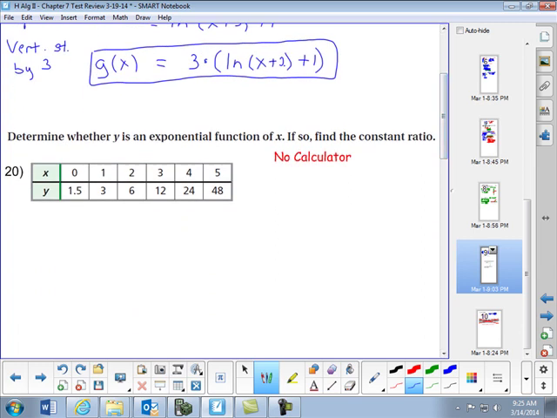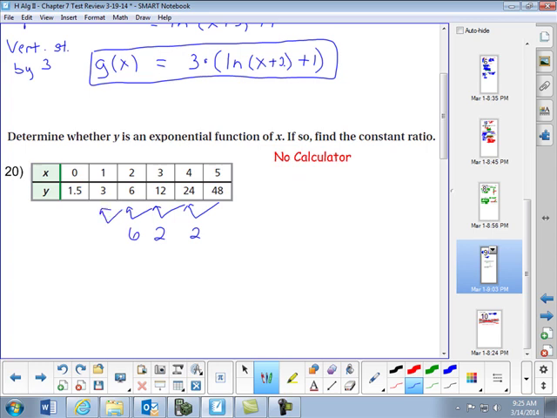Okay. Determine whether this is an exponential function. Well, remember, to determine if it's an exponential function, you need to see if there's a common ratio. So you're going to divide. Again, we picked numbers that were pretty easy on the test. So you're going to divide 48 by 24. When you divide 48 by 24, you get 2. 24 divided by 12, 2. 12 divided by 6, 2.